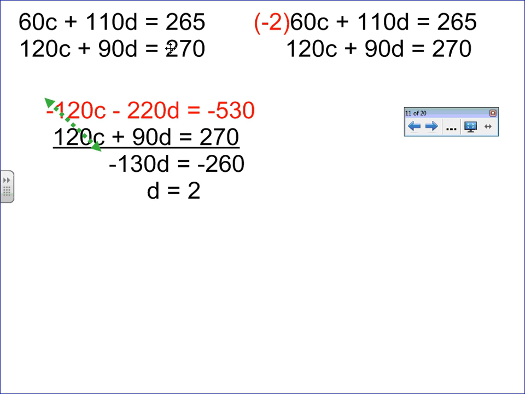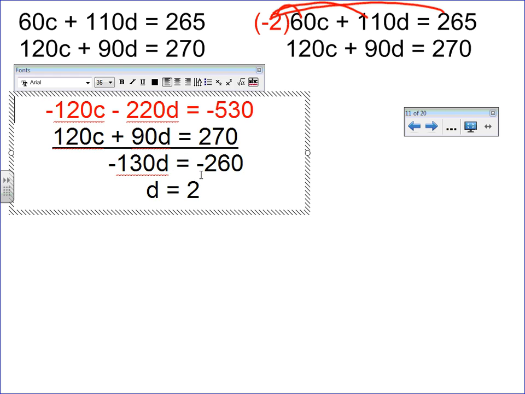Here are your two equations. I chose to multiply the top. Okay, so I multiply the top by -2. When I do that, I have to multiply it to everybody. Okay? And that's where you see these numbers right here. Now, I'm going to add the two equations together. And that's when you see this cancels. This leaves me with -130. And over here, -260. Well, then, I'll put an arrow in here.